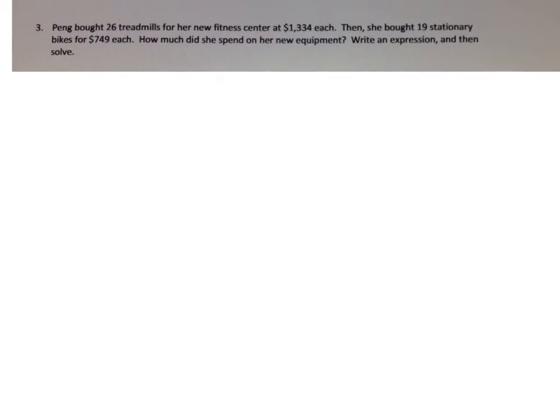Alright, let's take a look at problem number 3. Ping bought 26 treadmills for her new fitness center at $1,334 each. Then she bought 19 stationary bikes for $749 each. How much did she spend on her new equipment? Write an expression and then solve.